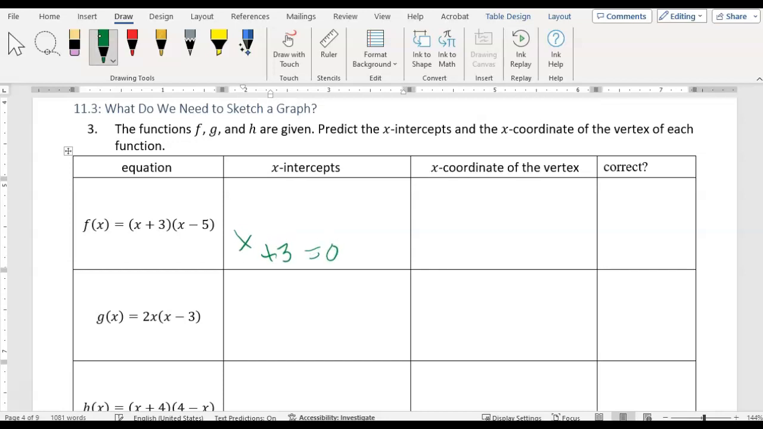All right. Well, x plus 3 equals 0 is how you would set that up. So we would subtract 3 from both sides, which would give us negative 3 as 1. And then the other one would be 5.